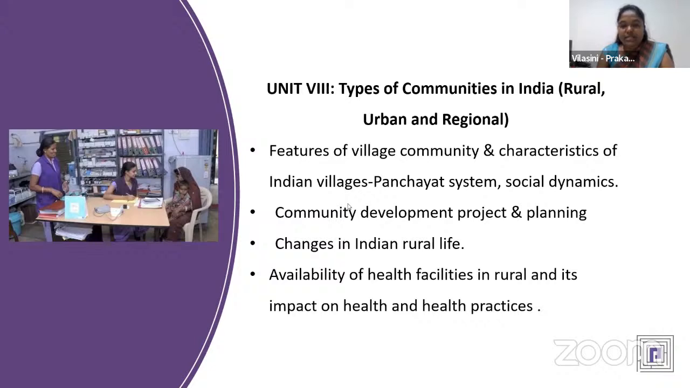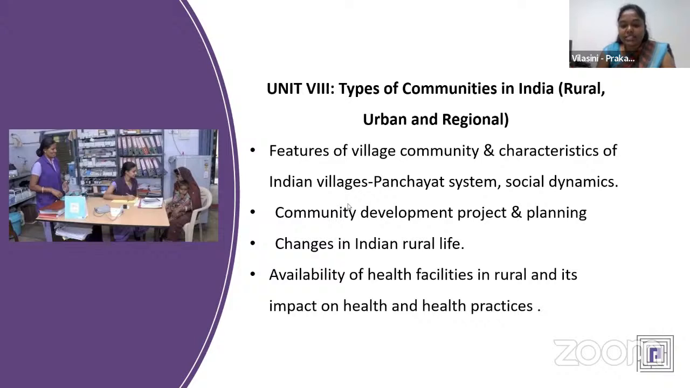Next, we'll see what is the community development project and planning. This project is only to uplift the rural communities by having three major objectives. First one is increasing the agriculture production. Second one is having cooperation. Third one is utilizing the manpower.